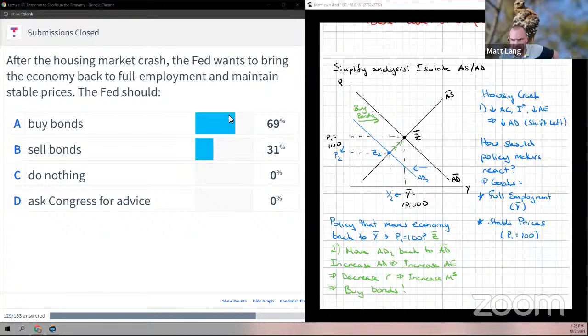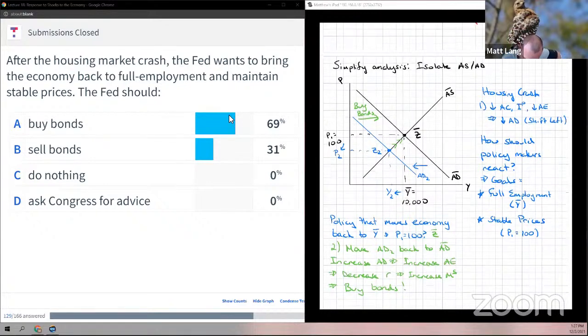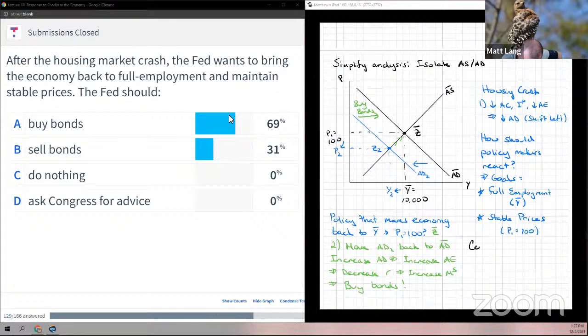So we can just say, look, this is just the Fed going out and buying or selling bonds. In this case, they buy bonds, right? All they're doing is they're countering the AD shock, right? If AD decreases, the Fed increases AD by going out and buying bonds.